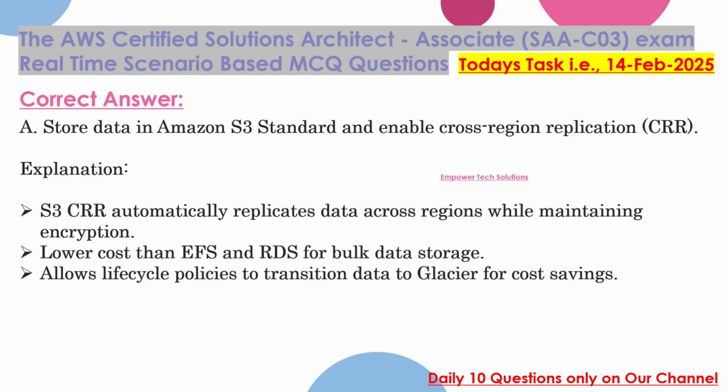Correct answer: A. Store data in Amazon S3 standard and enable cross-region replication, CRR. Explanation: S3 CRR automatically replicates data across regions while maintaining encryption. Lower cost than EFS and RDS for bulk data storage. Allows lifecycle policies to transition data to Glacier for cost savings.